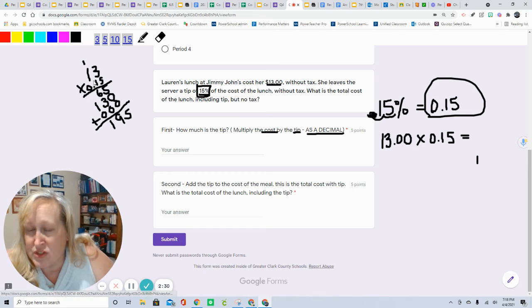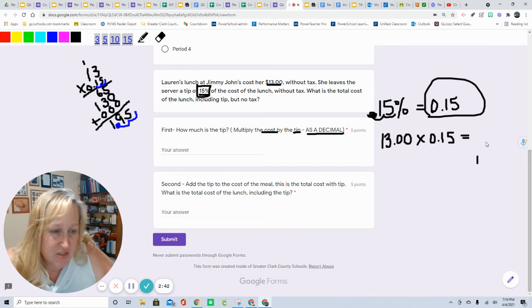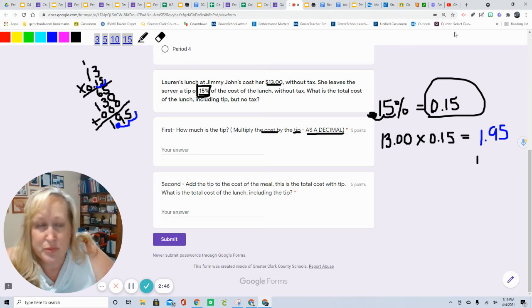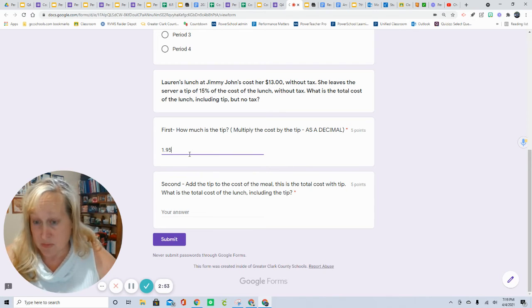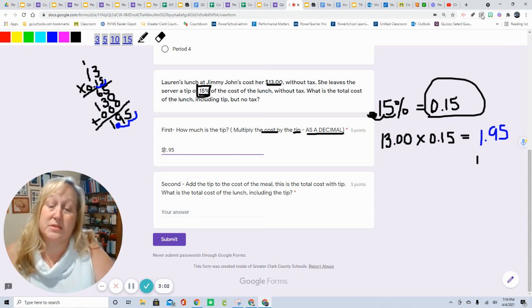Now here's the part that you need to remember. How many decimal places do you have up here? 1, 2. So I move this over. 1, 2. My decimal point is right there. So my answer to this is $1.95. So my tip should be $1.95. So I'm going to type that right here. I've made sure that this can be written as $1.95 like this or $1.95 like that. Okay? So we've done part 1. We figured out how much the tip is.